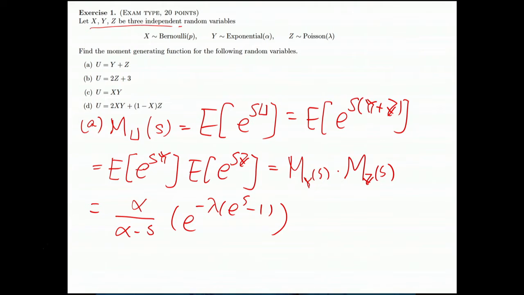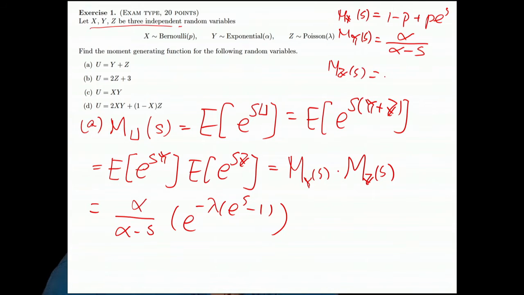Well, before that, let me write it down. The moment generating function of Bernoulli is 1 minus p plus p e to the s. The moment generating function of an exponential random variable is alpha divided by alpha minus s. And the moment generating function of a Poisson random variable is exponential of lambda times (e to the s minus 1).